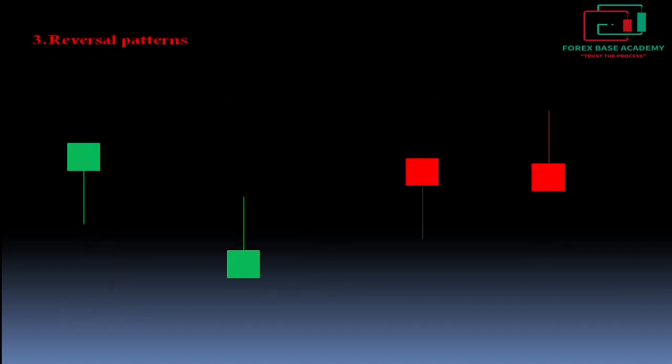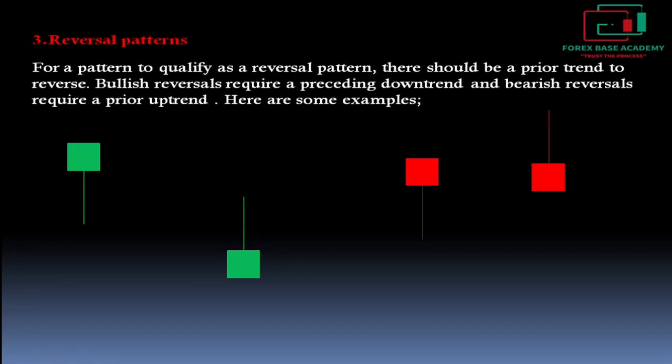Another type of pattern, we have the reversal patterns. And for a pattern to qualify as a reversal pattern, there should be a prior trend to reverse. Bullish reversals require a preceding downtrend, and bearish reversals require a prior uptrend. And here are some of the examples.